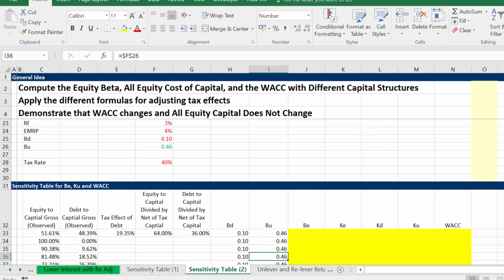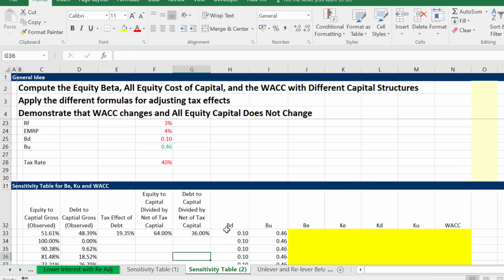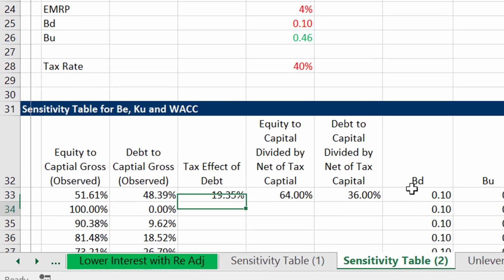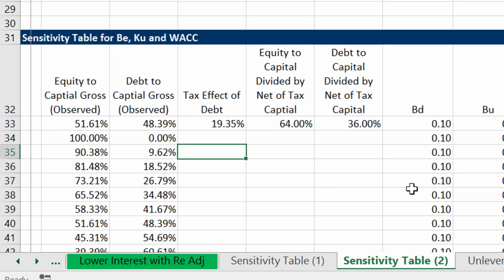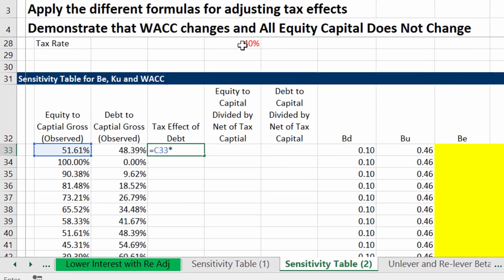Now, I'm going to do the same thing. Let me check how we're doing. Only 10 minutes, good. I'm going to do the same thing here, and this time I'm going to say, well, okay, let's say that I just took those gross numbers. Those are what you see on the market balance sheet. So if I have the debt like this, I can say, well, let's take that debt and multiply it by the tax rate.